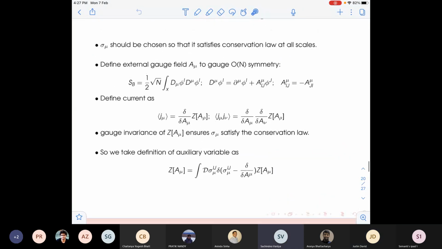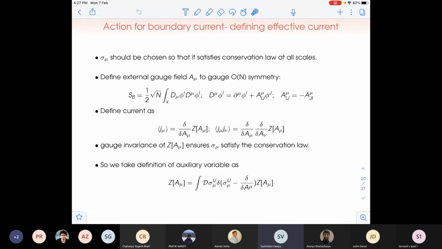How did you define the covariant derivative actually in your equation S_B? Oh, there it is. And what is this? Is it a multi-component scalar field? Yeah, it has ON symmetry. So your gauge field A is the ON or SON gauge field. Is that right? Yeah, ON gauge field. Okay.